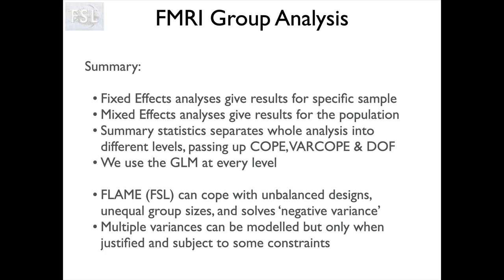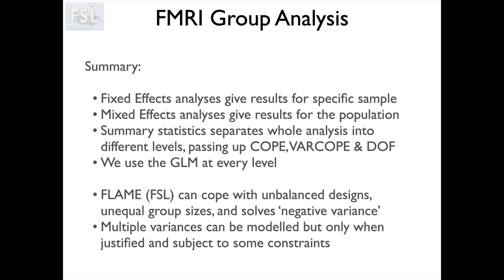The summary statistics approach allows us to do analyses at different levels and then pass them up. So we do individual analyses of each fMRI run that we have, each fMRI session, and then if we have multiple sessions for each subject, we combine them together. But often we just have one session for each subject, and then we would look at the higher level, combining across subjects in different groups. It's going to pass up the COPE, the contrast of the parameter estimates, the variance of that, and information about degrees of freedom.